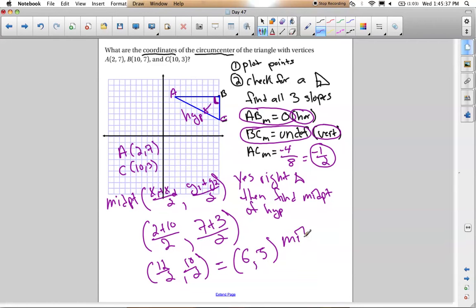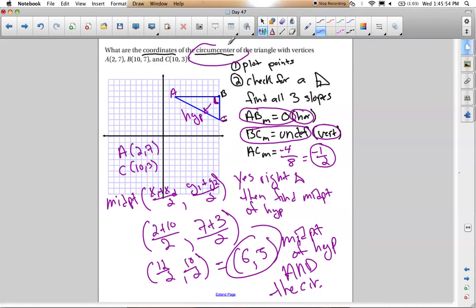So there's my midpoint of the hypotenuse and the circumcenter. So 6, 5 is both the midpoint and the location of my circumcenter.